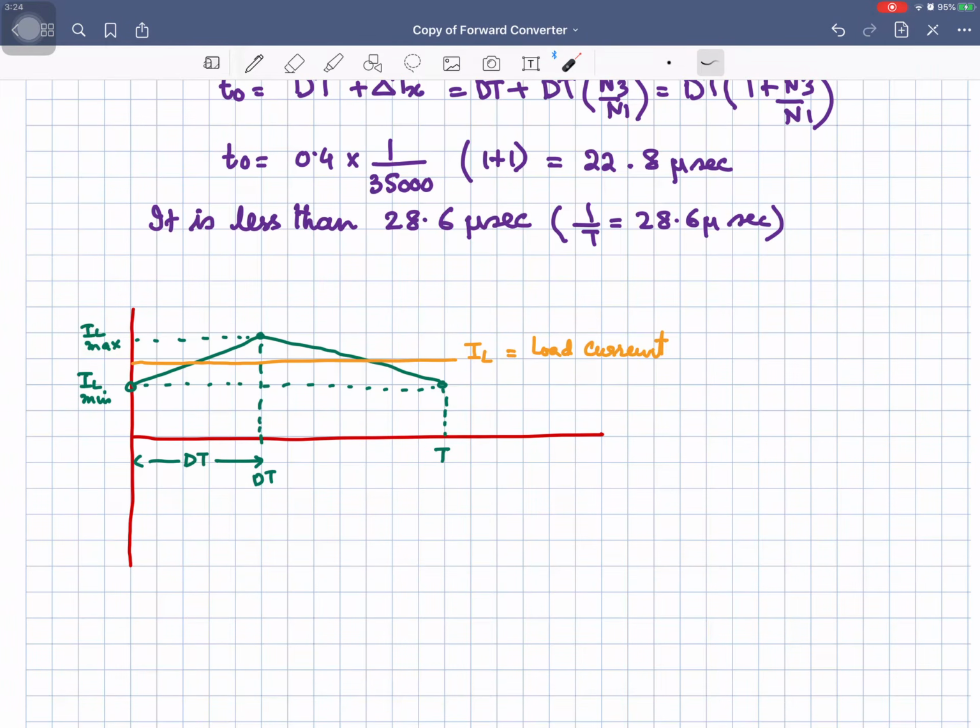So, how you can find out the maximum current of your inductor? If you know the average current, average load current, and then you calculate the change in the inductor current delta IL, and you divide it by 2. So this will be equal to IL, that is the average current, plus delta IL by 2, and this minimum current will be equal to IL minus delta IL by 2. So you can calculate the maximum current and the minimum current of your inductor like this.